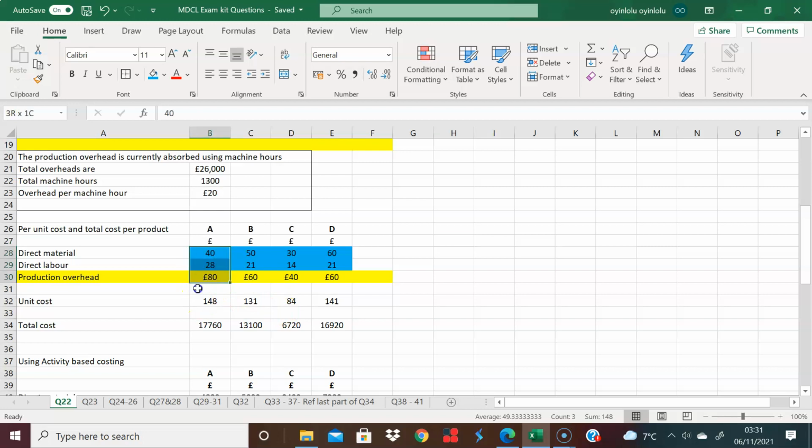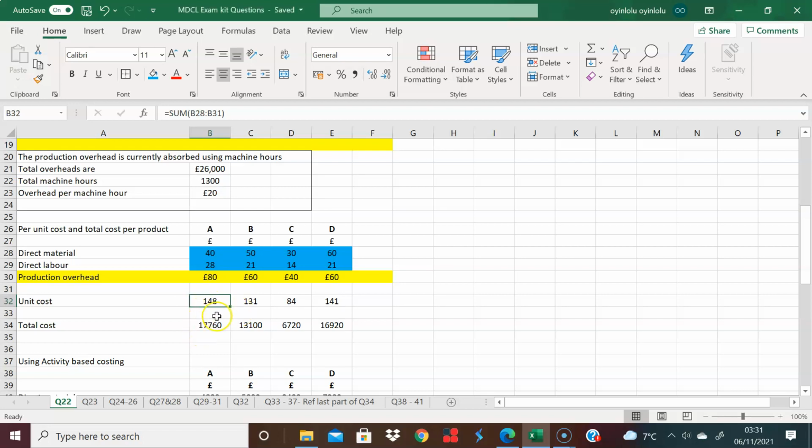what I've done over here. You multiply all of that and you have your total unit cost based on traditional absorption costing, right? And that's the sum, of course, of the direct materials, direct labor, and the production overhead. And there you are, that's your unit cost.